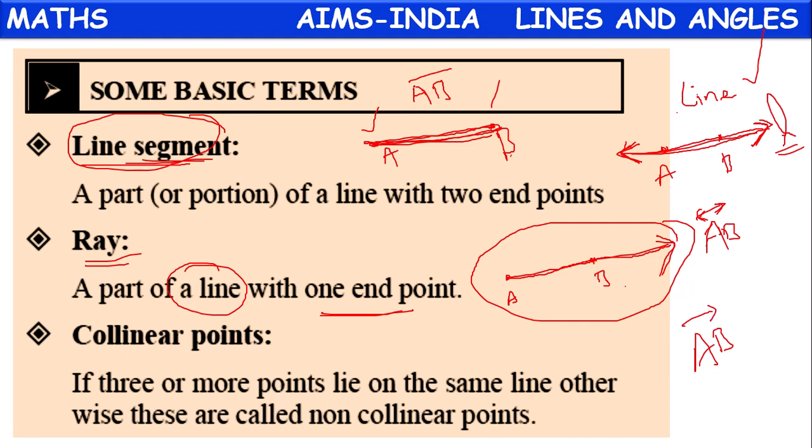For line segment, with no arrow mark, we only keep a bar. For line, we keep a bar with arrow marks at both ends, which means it can be extended on both sides. For ray, a bar with only one arrow at one end, in the direction in which it will be extended. Ray is a part of line which has one endpoint and can be extended towards another point. That is called a ray.